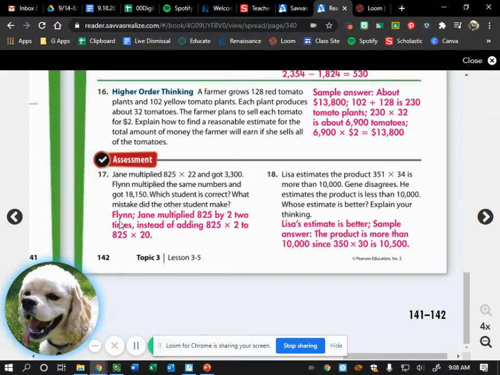As long as you said Flynn got it right, you can mark this one as correct, because figuring out what Jane did wrong, that was a little tougher. So it's okay if you didn't quite get that part, but Flynn is the correct one.